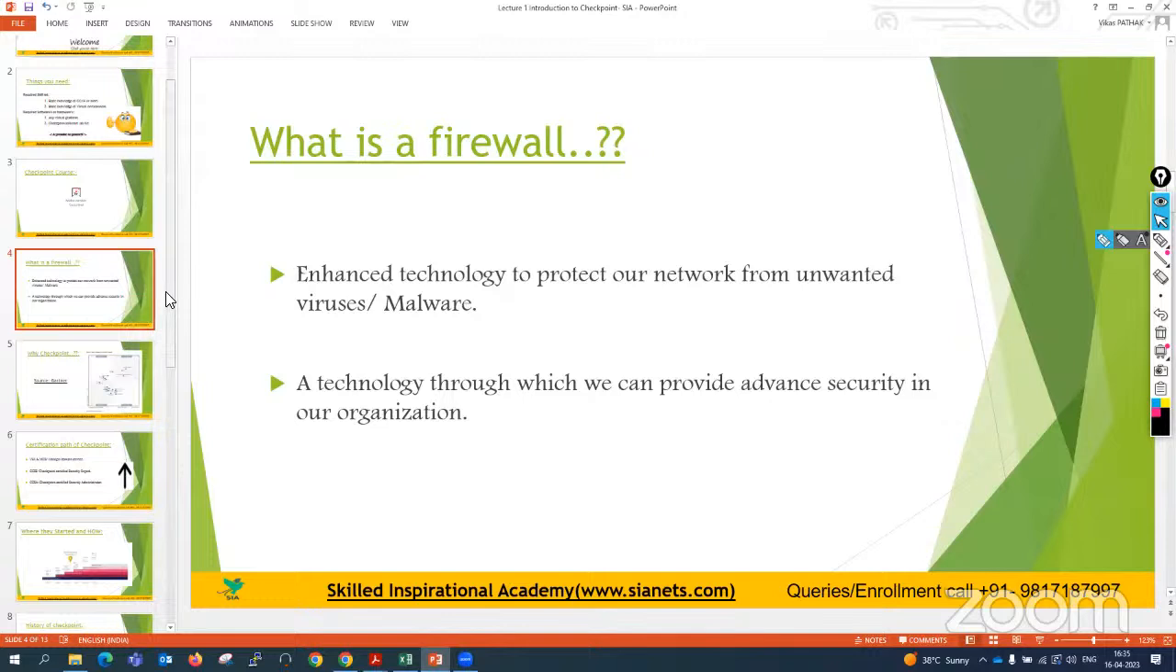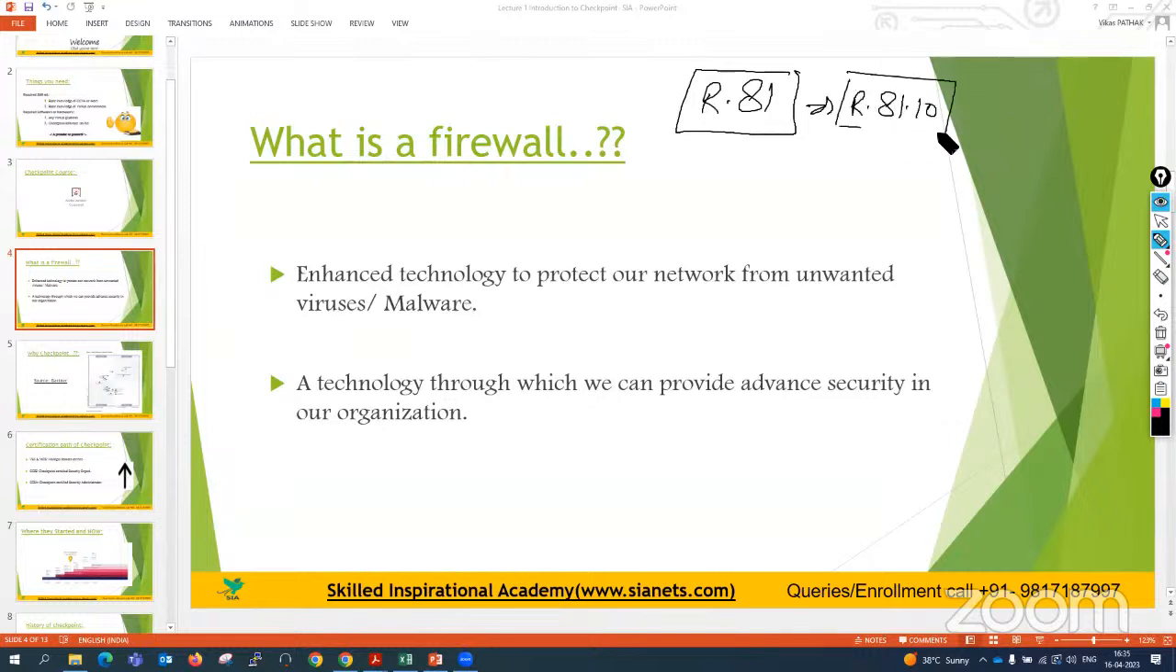Which version will you teach us? R81. It's the latest version, R81, and we'll try to get R81.10 if possible. It's the latest actually, but the stable one is R81. What about the certifications? I'll be coming to that.